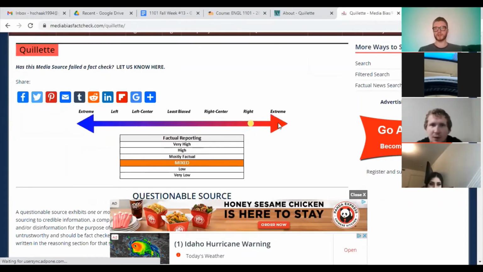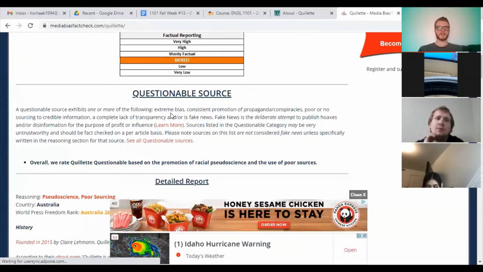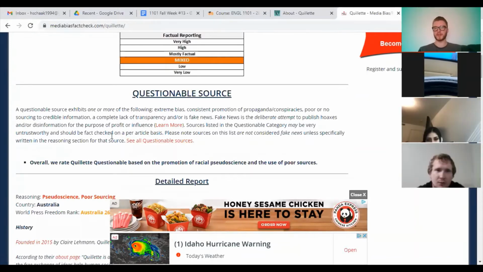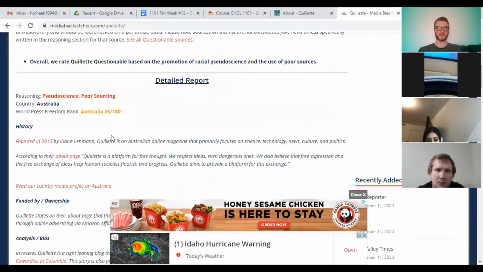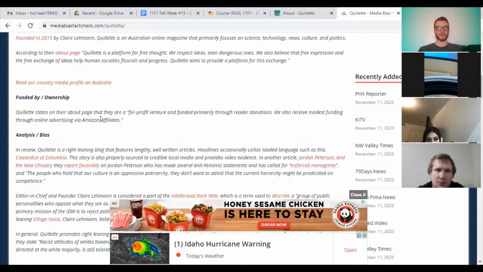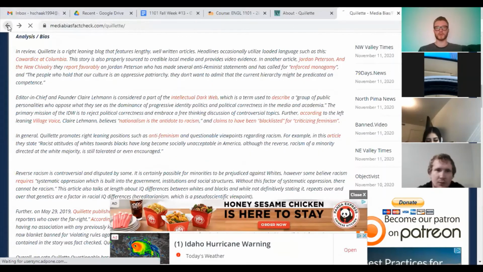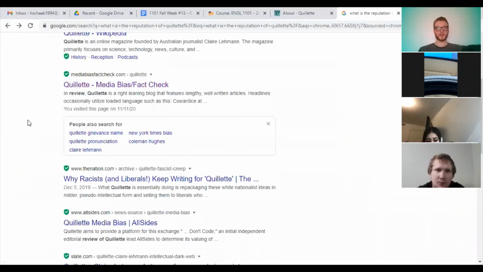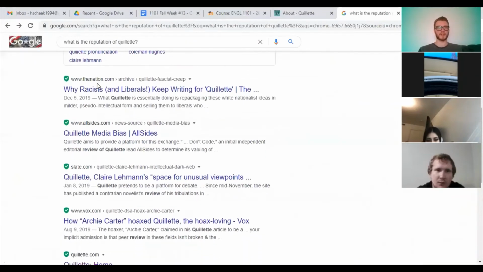So you almost only get far right leaning ideas politically. And then it has a little blurb about who they are with a list of questionable sources. So they've taken the time to go through Quillette's articles, find and show us when they used questionable sources, right? And you can go ahead and read through the rest about their breakdown of this particular magazine. You can go through and look at other fact-checking websites.